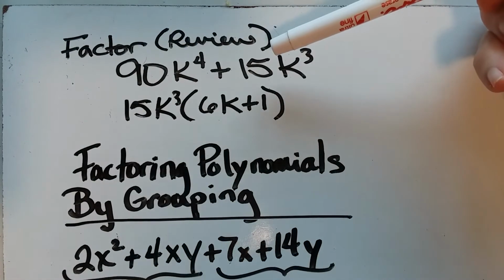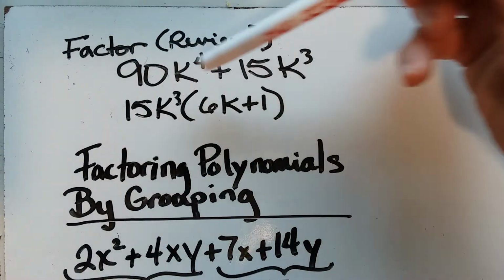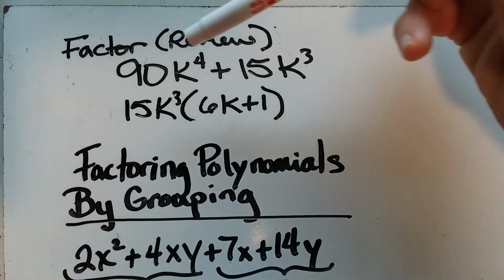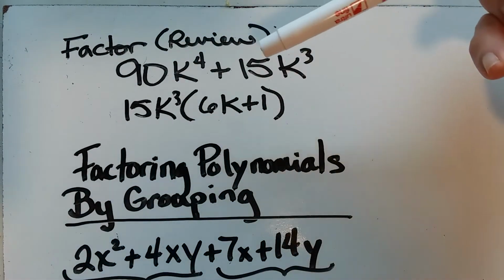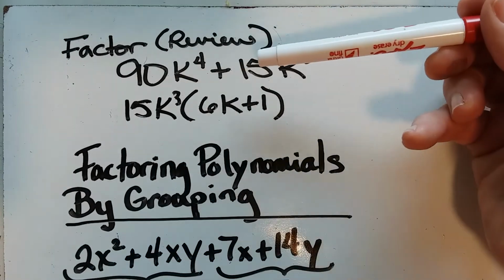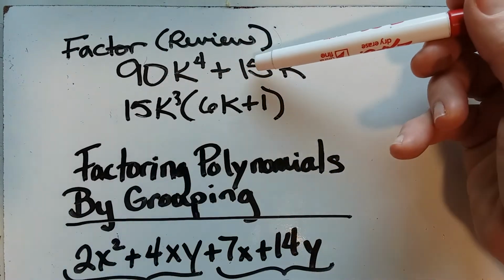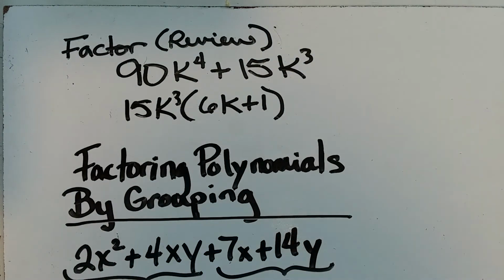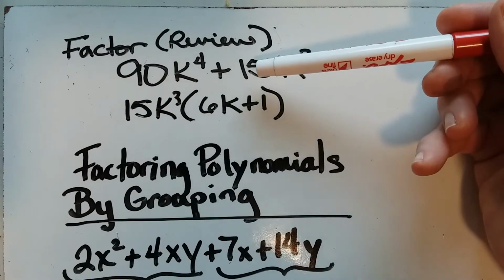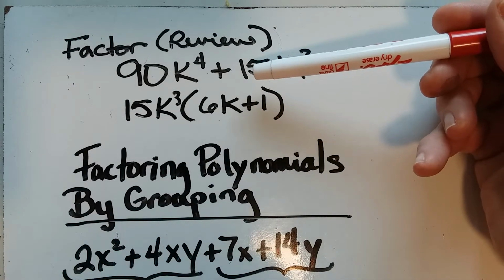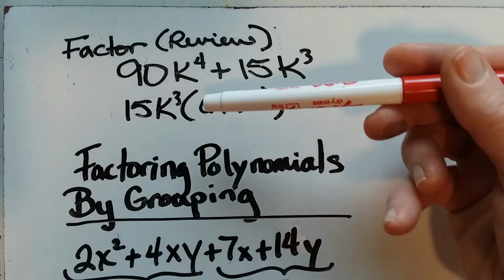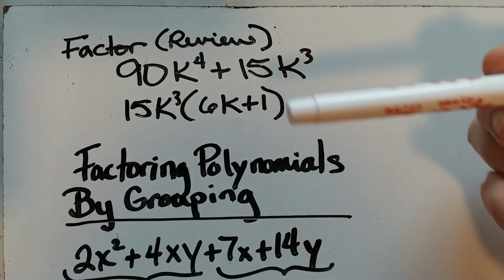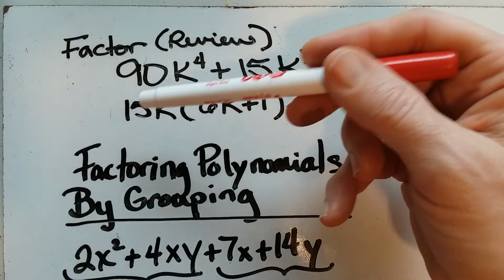When we look at two numbers as just a binomial, we're going to look to see what the greatest common factor is. And first we look at the constants and we say, well, 15 goes into 90 6 times. So we're going to have 6. 6 times 15 is going to be 90.